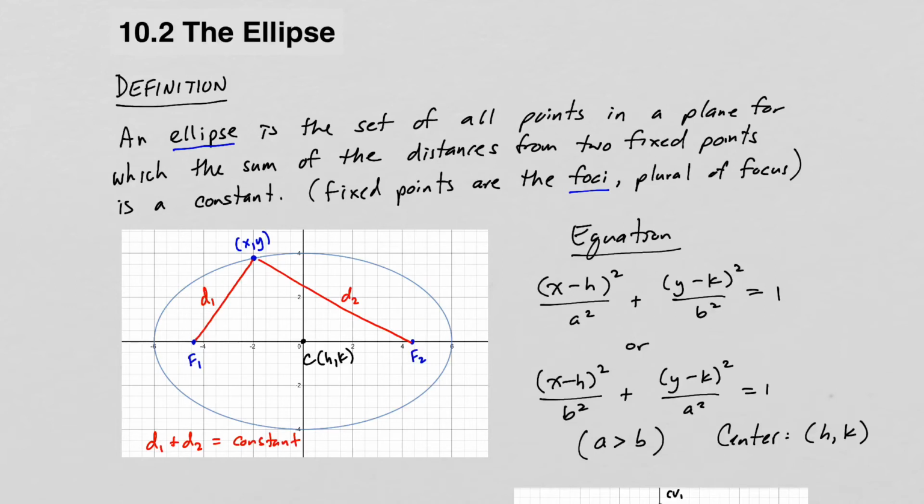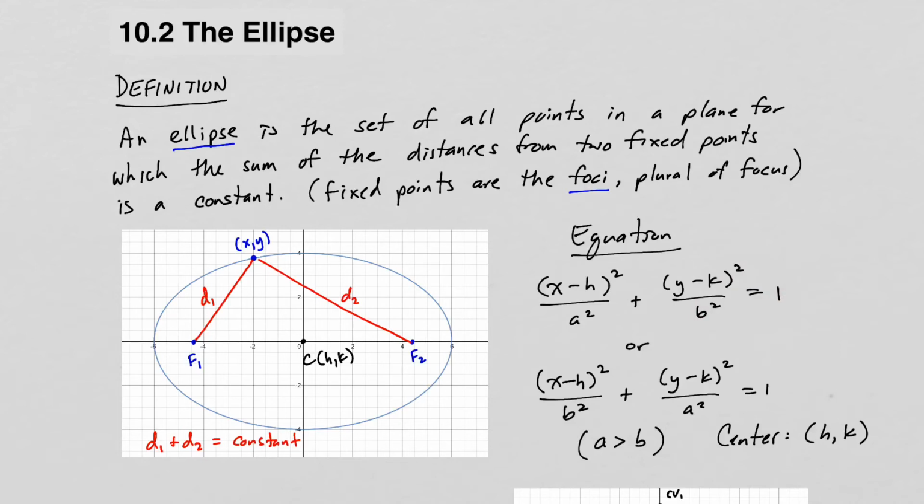Now, what does the equation look like? Well, we're not going to derive the equation, but it turns out the equation looks very similar to the equation of a circle. Doesn't this look kind of like the equation of a circle? A little bit, right? So what we have here is (x minus h) squared over a squared plus (y minus k) squared over b squared is equal to 1, right?